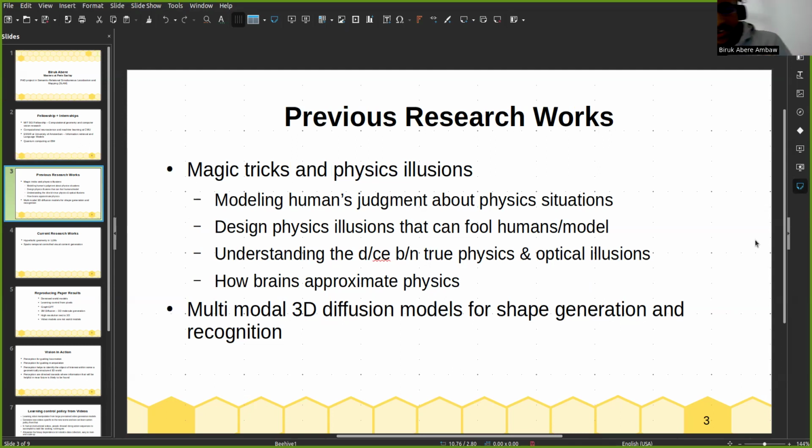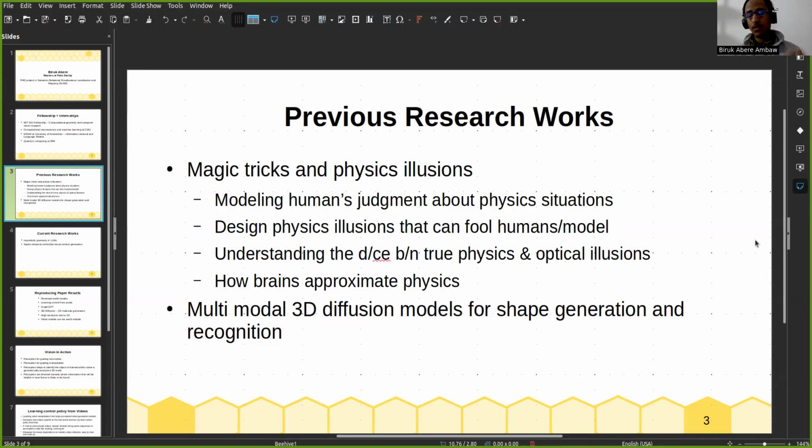The next project that I did is about multimodal 3D diffusion models with my supervisor from Stanford. This was a one-year research, about 3D diffusion models and shape generation and recognition. We can actually use the LION latent point diffusion model to generate and classify 3D shapes.